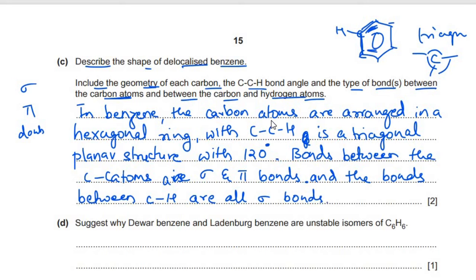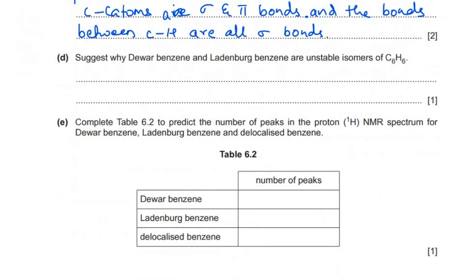There is never a double bond between them. Obviously hydrogen doesn't form a double bond, so they are all sigma bonds. But between carbons there is single bond, double bond, so there are sigma and pi bonds both present. So that's how we'll describe the structure of benzene. It's actually more than 2 marks, so we will definitely get the full 2 marks.